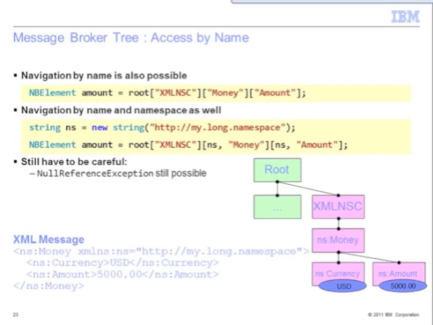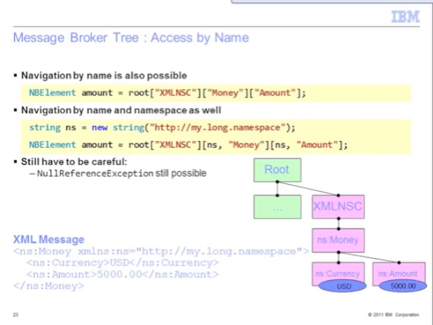You can see visually that it's expecting to navigate to the amount element underneath money, which is underneath the XMLNSC parser. And so that gives you the ability to almost self-document the code in terms of what is expected by that particular navigation. And of course, XML has the ability to have namespaces as well, and if we look at the second bullet, you can use a string representing a namespace to navigate, including a namespace, around the tree as well.